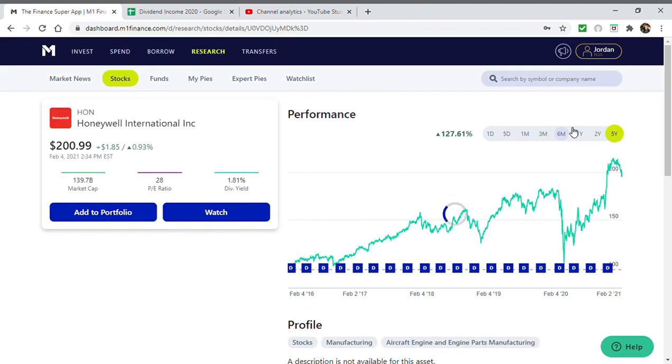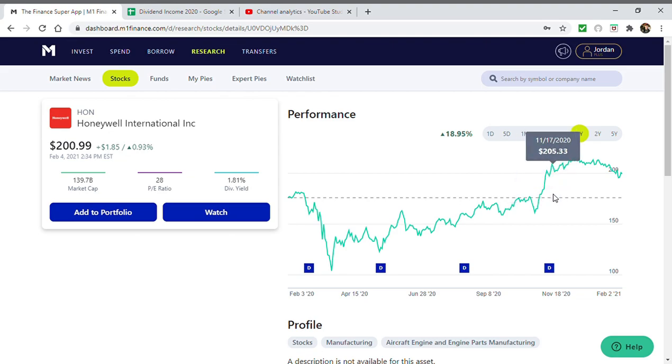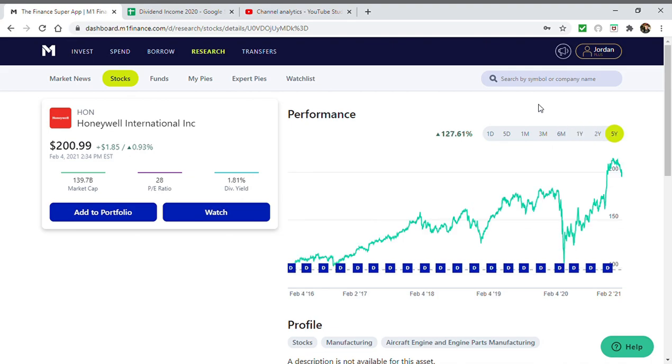Honeywell, massive run up in 2020. I haven't sold my shares yet. I'm continuing to hold out. And basically the way I look at it, while it has a very unimpressive yield of under 2%, I've had a lot of gains in the stock. It's a company that I don't want to sell. It's kind of like the little brother to 3M is the way I look at it.